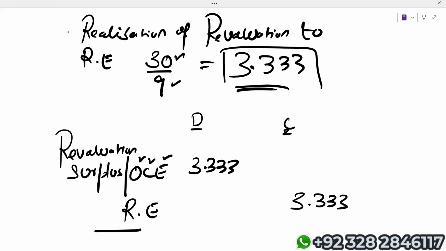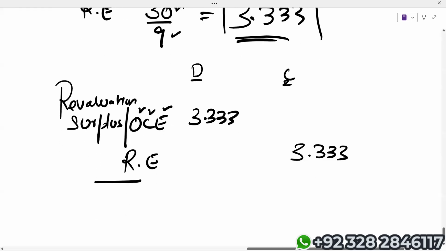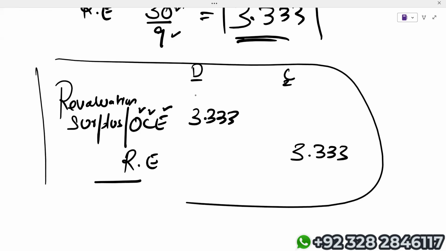Now listen to me carefully. Logically, revaluation surplus, other component of equity, debit; retained earnings, credit. Try to understand one thing. Logically, we are debiting one component of equity and we are crediting another component of equity. So overall on equity, there is no change. Total equity will remain the same.